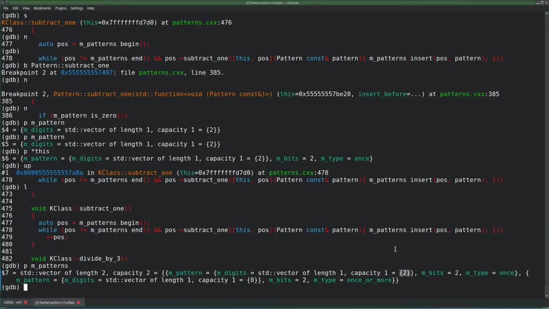Hmm. I do not have my patterns right. They should be inversed. Reversed, I mean. Yeah, totally. I don't know.